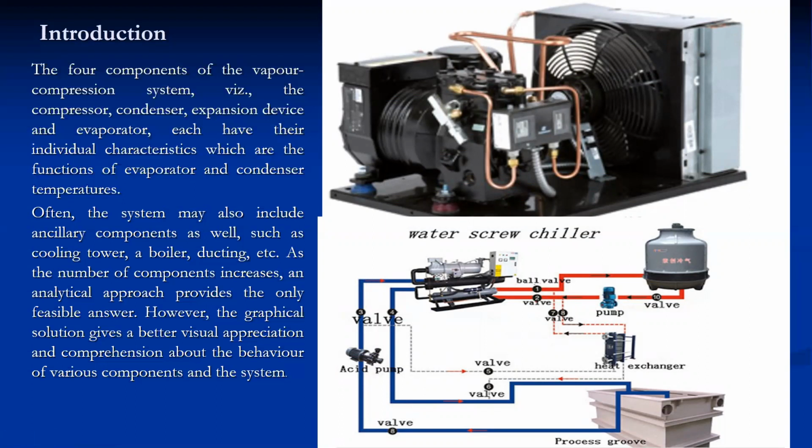So in today's lecture, we will mainly focus on only 2 vapor compression systems. One is the condensing unit and the other one is a compressor-capillary unit. And we are superimposing the characteristics of only 2 devices. In the first case, the condensing unit, we'll superimpose the characteristics of condenser and compressor. And in the compressor-capillary unit, we superimpose the characteristics of compressor and capillary tube.